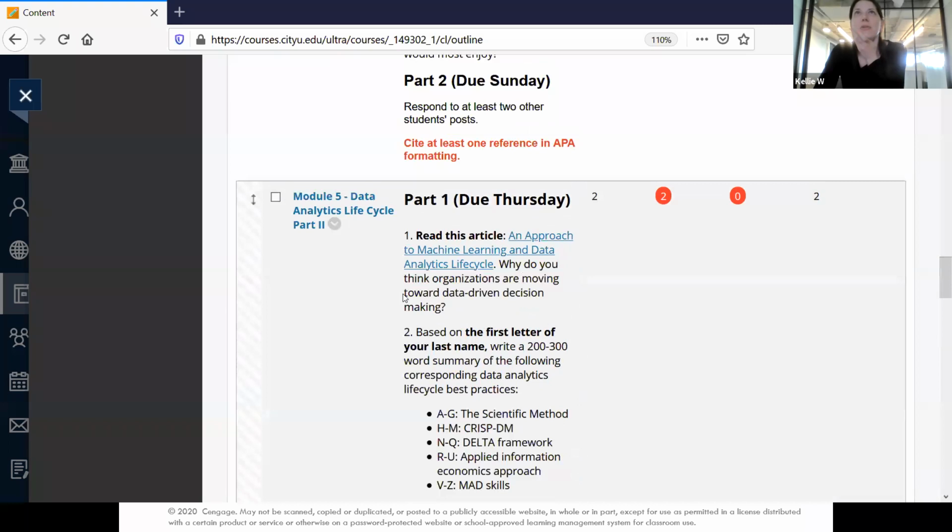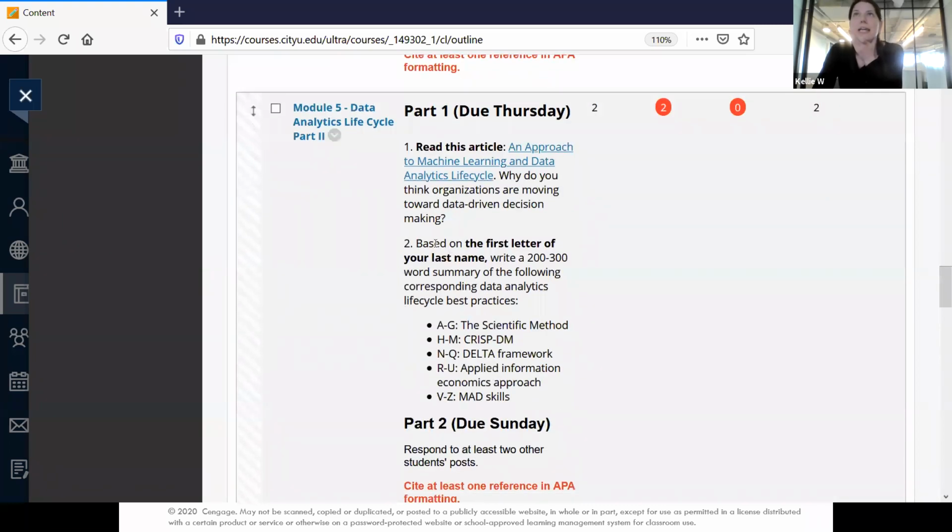You were assigned a little bit of research. I gave you guys an article about machine learning and the data analytics lifecycle. The first question is, why do you think that organizations are moving toward data-driven decision-making? Some of you have already started your responses, which is great. You're just ahead of the game. Just be sure to check back in and respond to your peers this weekend.